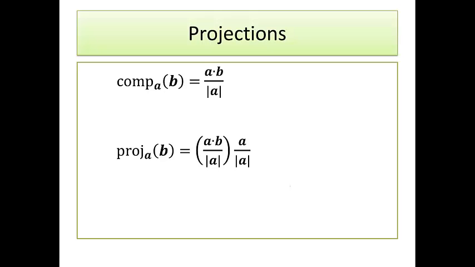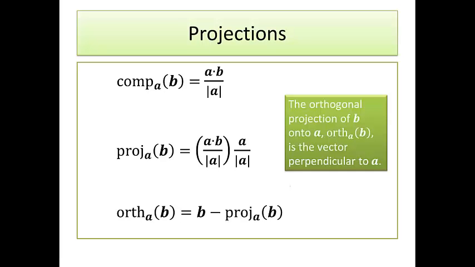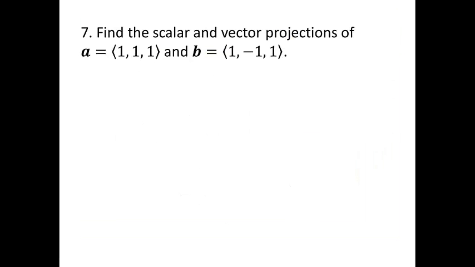One more vector you will find useful is the orthogonal projection of B onto A, given by B minus the vector projection. The orthogonal projection is the vector perpendicular to A. This will come up during your web work, but we won't do much with it in class. Let's do an example of computing scalar and vector projections.